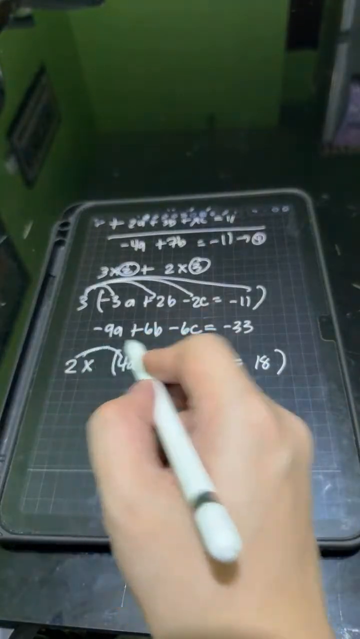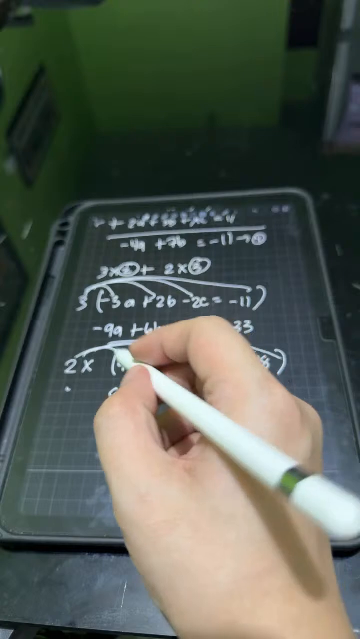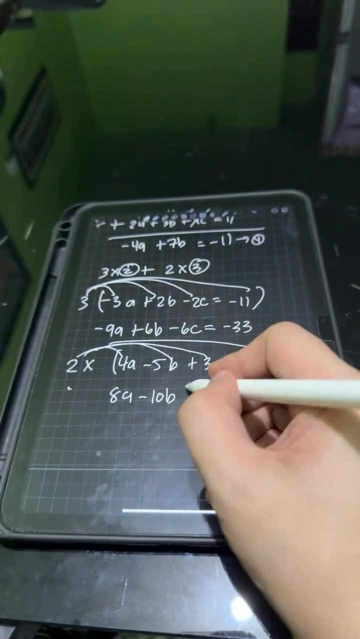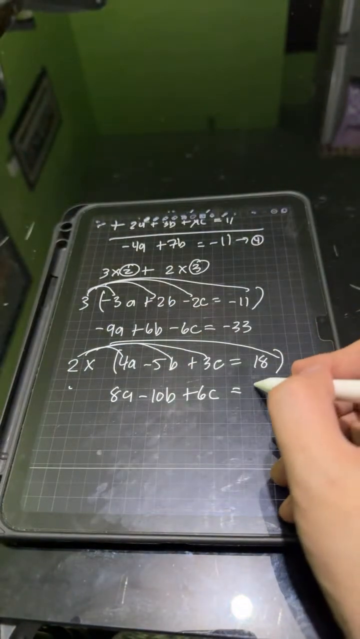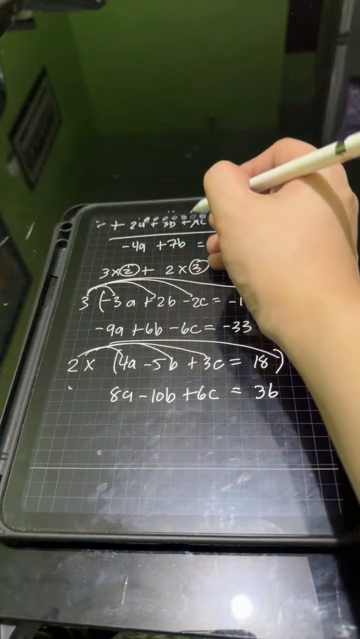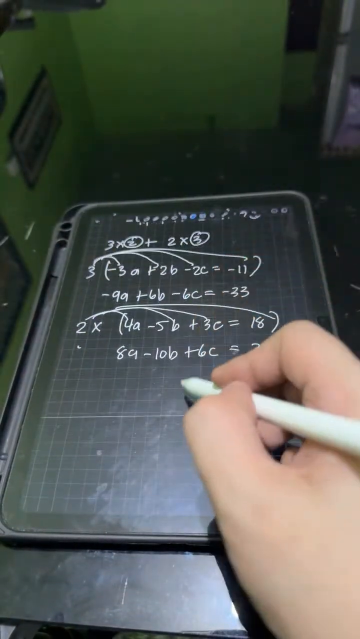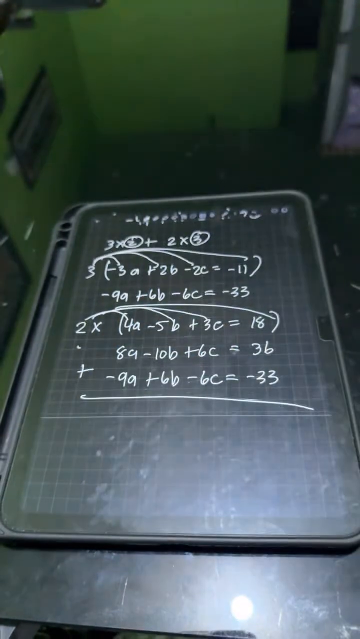So distribute this 2. 2 times 4a, 8a. 2 times negative 5b, negative 10b. 2 times 3c, positive 6c. 2 times 18, 36. So we can now add these two equations to eliminate c.